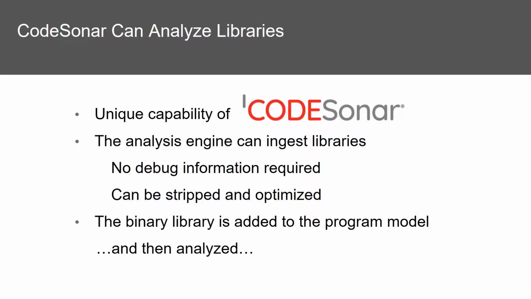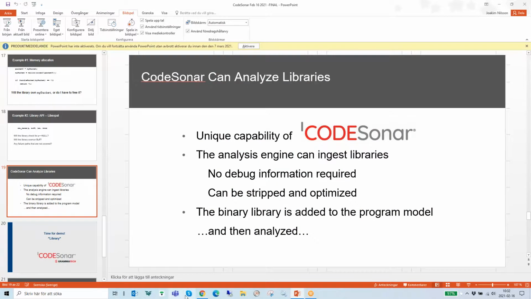But CodeSonar can analyze libraries. So this is a quite unique capability of CodeSonar. What it does is that it ingests the libraries in source or object code, and you don't need to provide any debug information, or it can also be optimized code and so on. And this binary library is then added to the program model, and then it's analyzed in the context. So I will show you a small example.